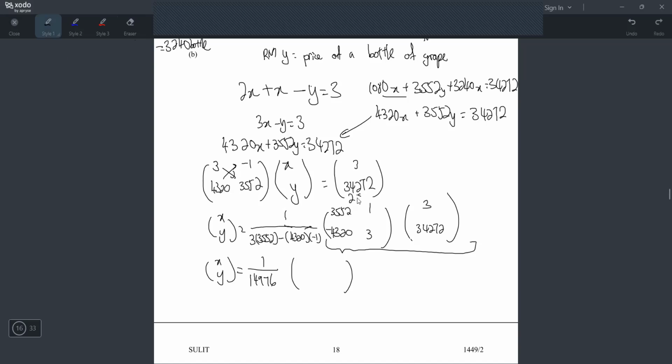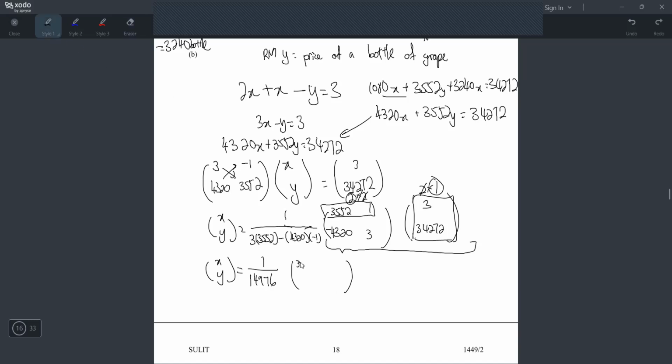Okay, this is 2 row 2 column. This is 2 row 1 column. So the same, so we can cancel and be left with 2 row 1 column. It means one number on top, one number at the bottom. How to get the top? You take horizontal, multiply vertical. So you take 3552 times 3, and then 1 times 34272.